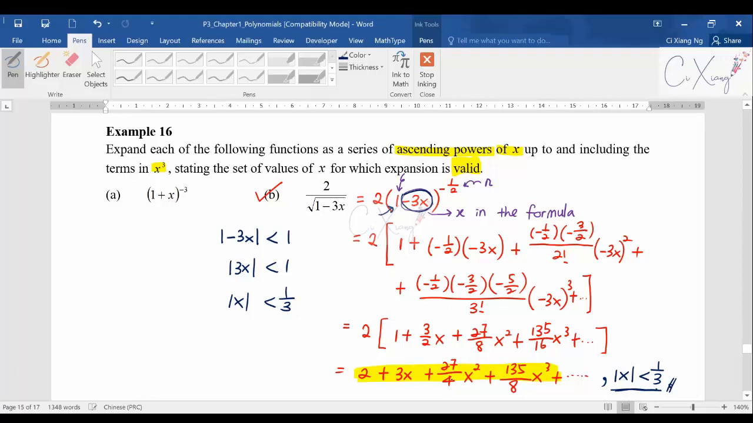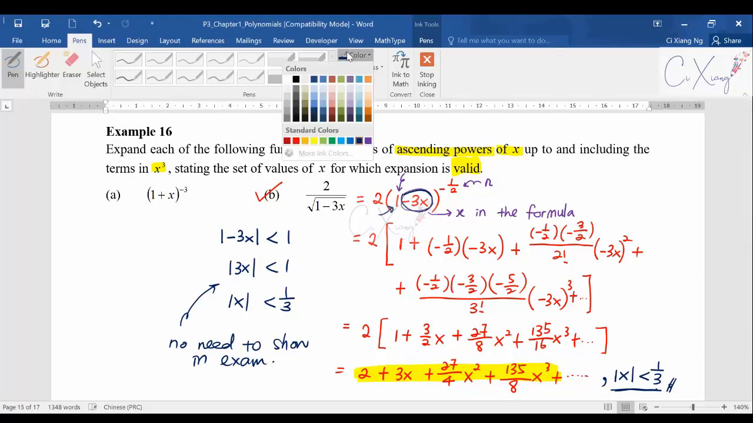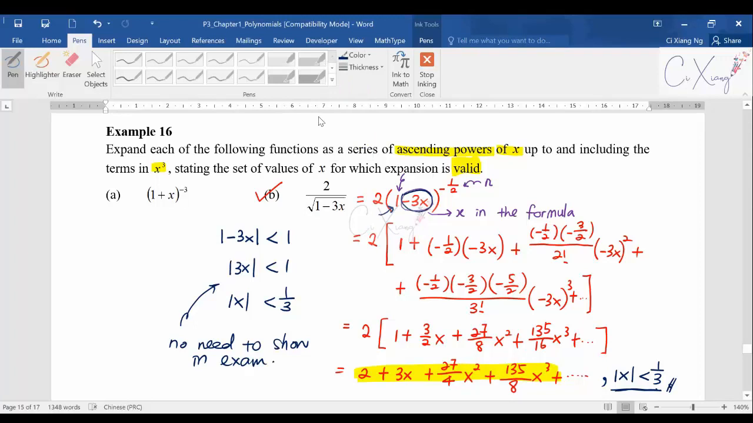Okay, so this is the expansion with the valid value of x. For all this, no need to show in the exam. They won't give you any marks for this one. They will only look at this answer to give you 1 mark. So this is how we apply the binomial expansion formula and also write out the valid value of x. We learn all this basic first, then only we discuss the application for the valid value of x later.